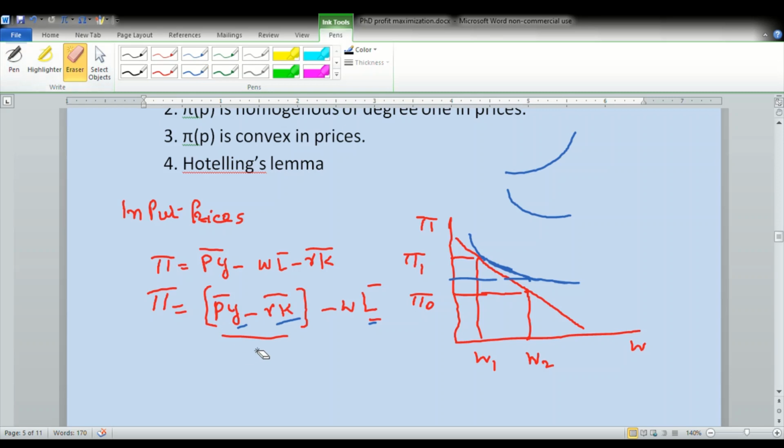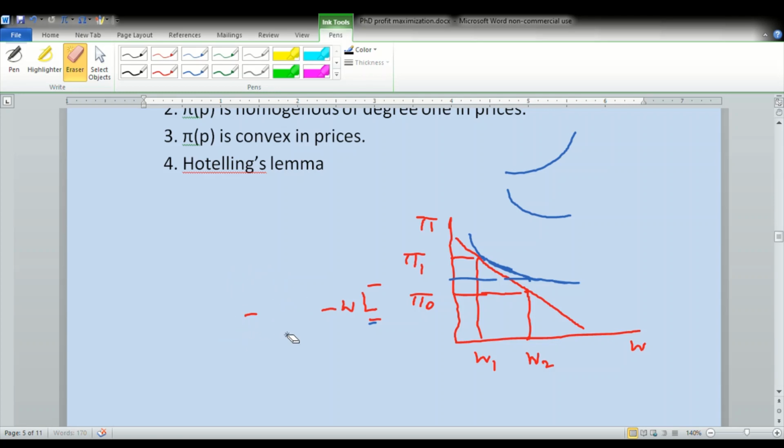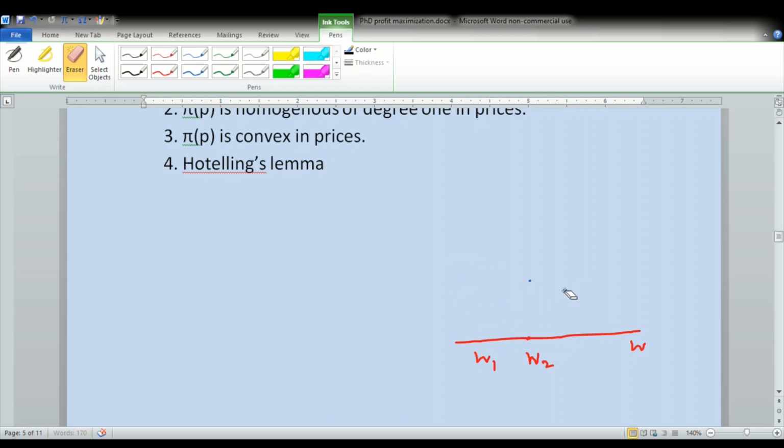This is not the end of the convexity property of the profit function in prices. There is one application of it. We'll be seeing it when we proceed further, but not here, of course. A little bit later. Now the Hotelling lemma.